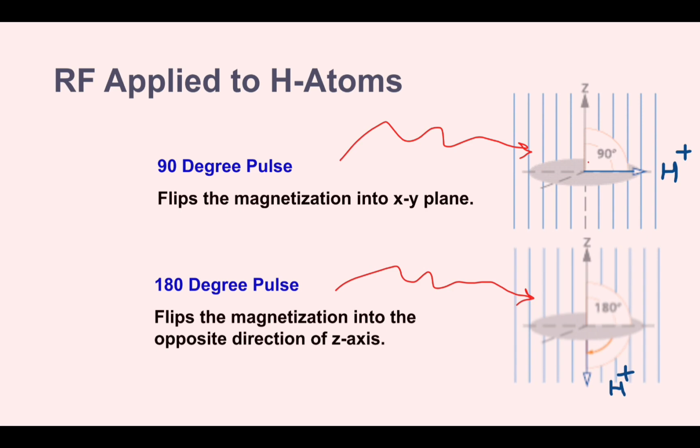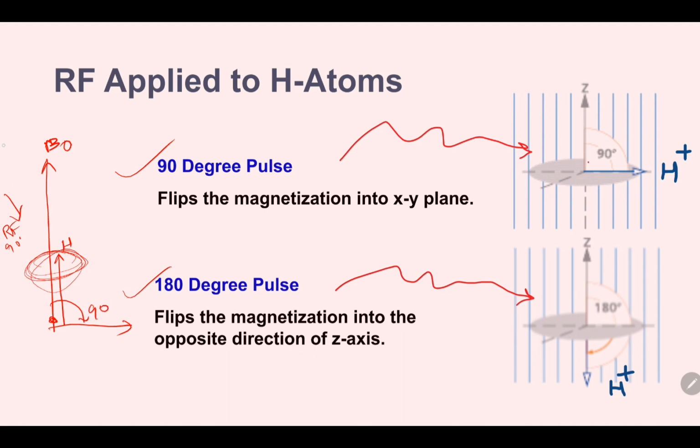So now let's move to another slide. RF is applied to the atom. Again the same slide. Now we can apply two types of RFs, 90 degree RF and 180 degree RF. This is the main magnetic field B0 and your hydrogen atom is here, H plus. When you apply some RF from here, you can apply 90 degree RF. So after precession, this hydrogen can go in the 90 degree plane. When you apply 180 degree RF, this hydrogen atom can go to this side, 180 degree.